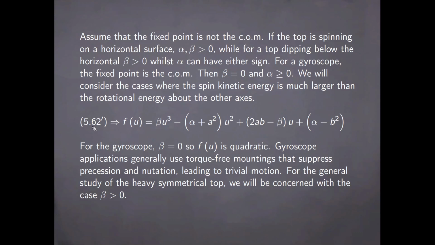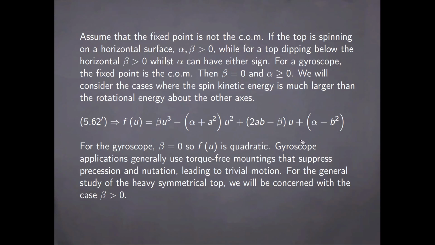The result 5.62 prime, which we have just derived, can be recast in the form here. So this is just an identification of the right hand side of that equation with the function f of u, f of the variable u, which we will study a lot in our discussion of the motion. And so this is generally a cubic function in u, but for the particular case of the gyroscope, since beta is equal to 0, f of u will be a simple quadratic function.